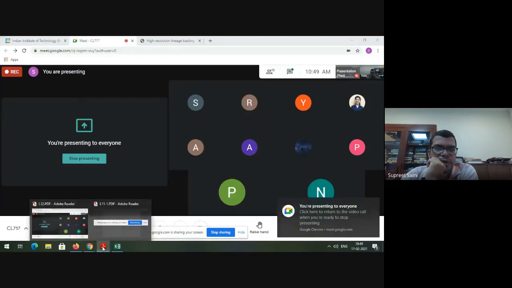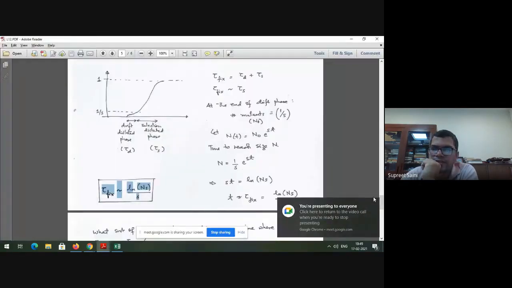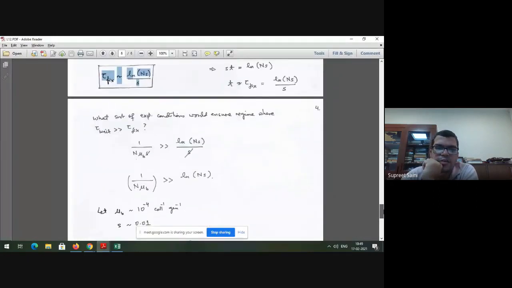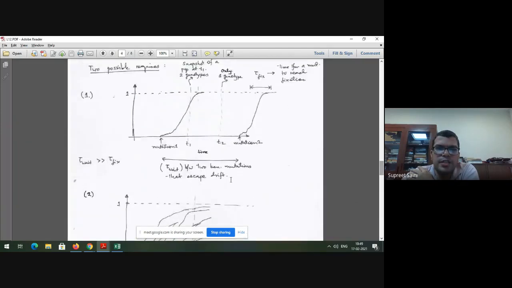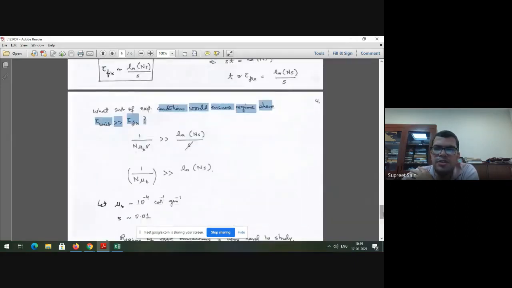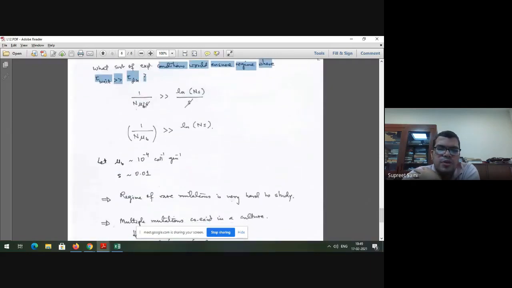Okay. Now, if that's fine, then what we are interested in is what sort of experimental conditions would ensure the regime where tau wait is much greater than tau fix. Remember, tau wait greater than tau fix is this particular regime. When would I get to see it? I want tau wait to be much greater than tau fix, and I equate the two, the s's in the denominator get cancelled, and the condition I need for this to be true is that 1 upon n mu b should be much greater than ln of ns.